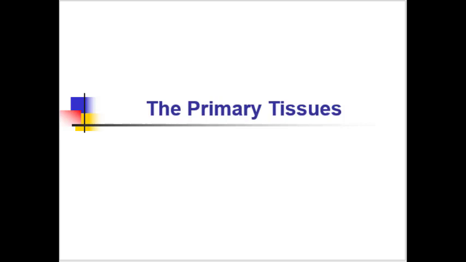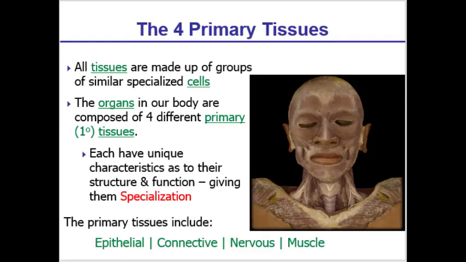So let's go over the 4 primary tissues. Okay, so we have the tissues here that are made up of cells, and the organs in our body that are composed of the 4 primary tissues. They each have unique characteristics as to their structure and function, giving them specialization. The primary tissues include epithelial, connective, nervous, and muscle. We will go through each of these together now.